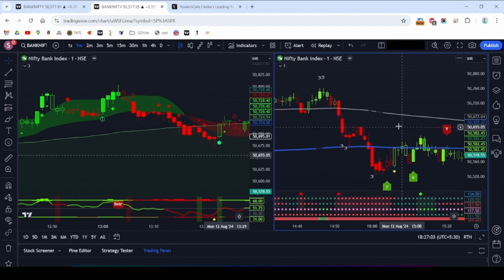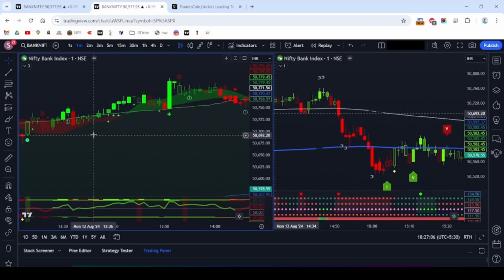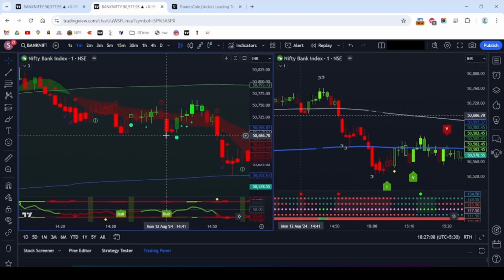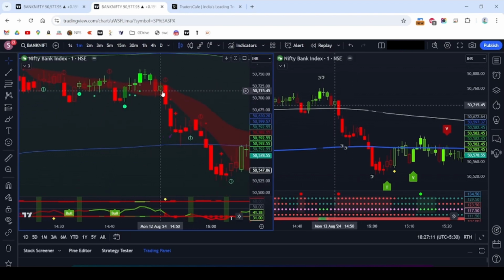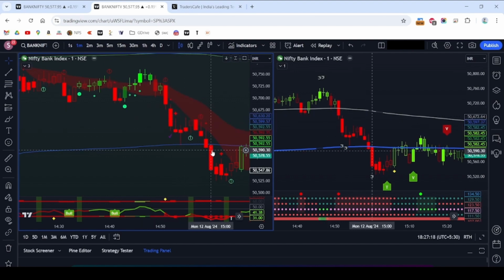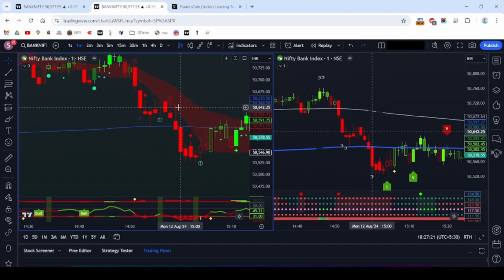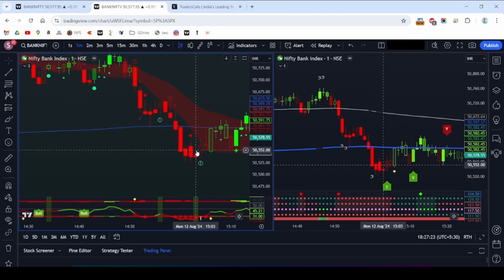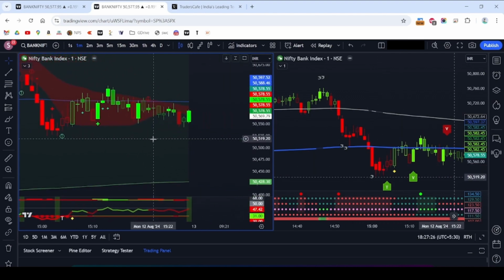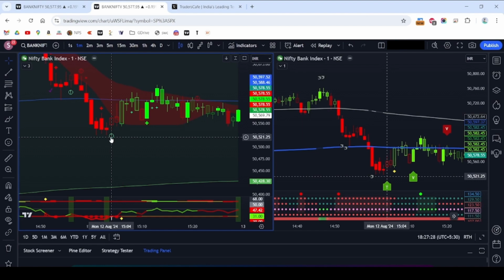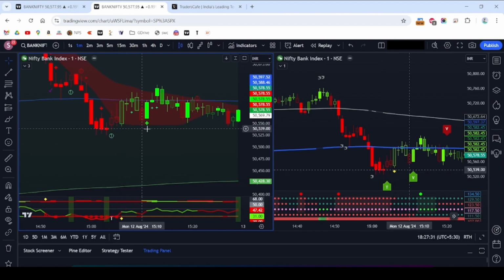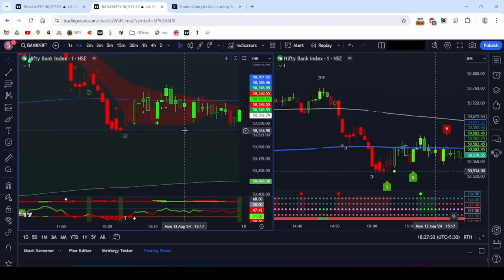So approximately around 1450 is when we got a good sell signal, followed by additions, and followed by one more addition, followed by one more addition. So this is where around 1504 you started to see some green prints. This is where we can exit the position.